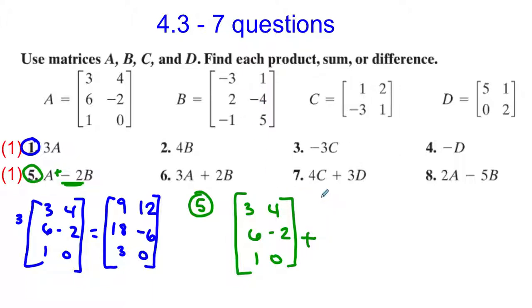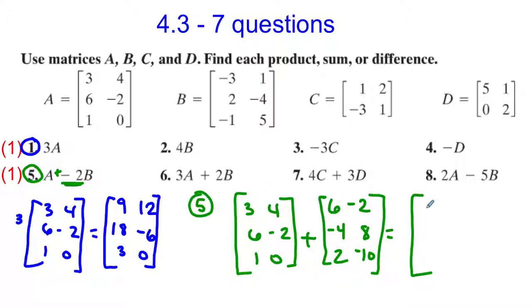So -2 times -3 is 6. -2 times 1 is -2. -2 times 2 is -4. -2 times -4 is 8. -2 times -1 is 2. And -2 times 5 is -10. Then we add these two matrices together.